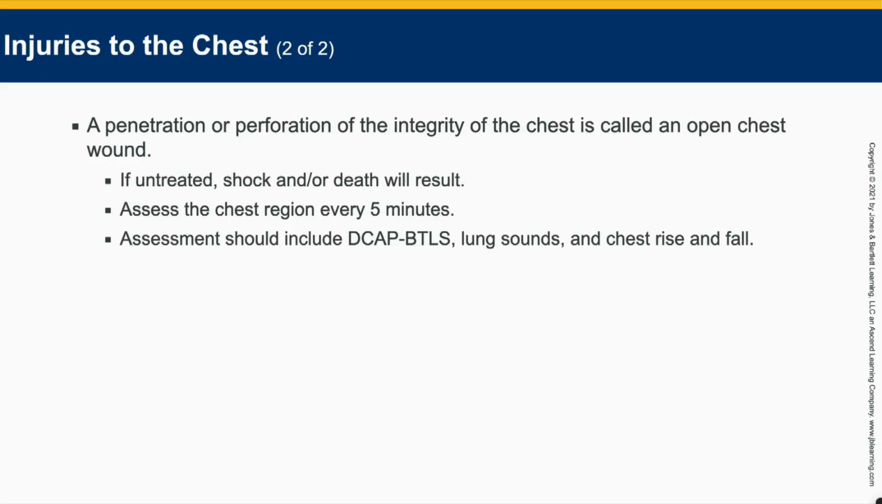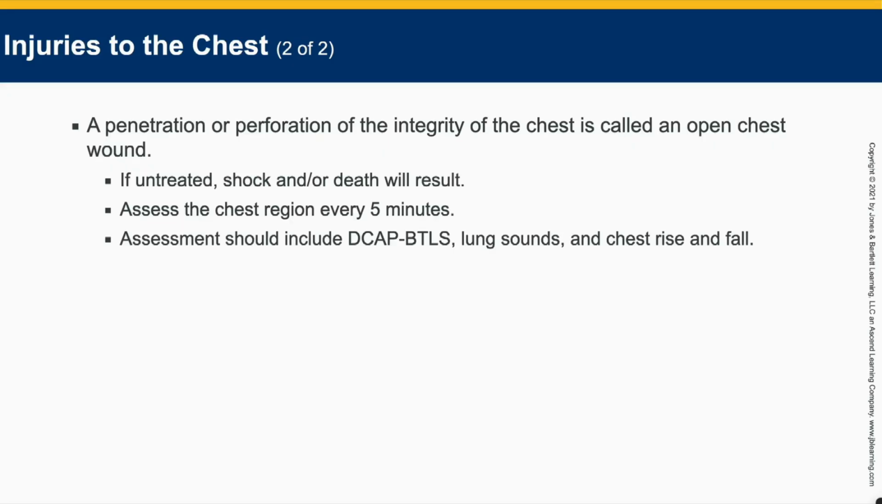Let's talk about a very specific chest injury, an open chest wound. This happens when there's a penetration or hole in the chest wall, which can disrupt normal breathing. If this goes untreated, it can quickly lead to shock or death. So this is something you need to be able to recognize and act on fast.